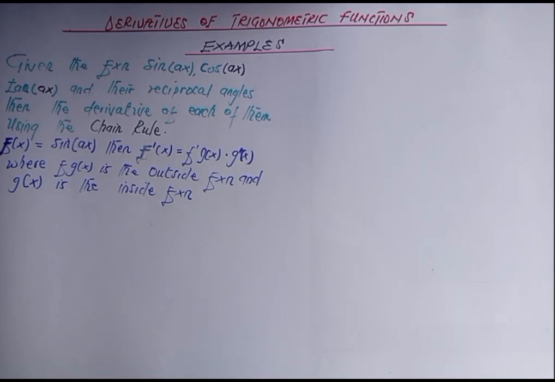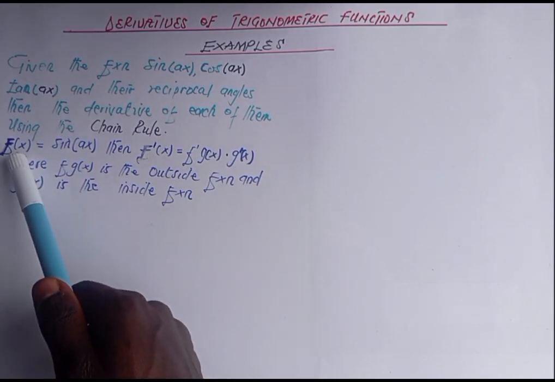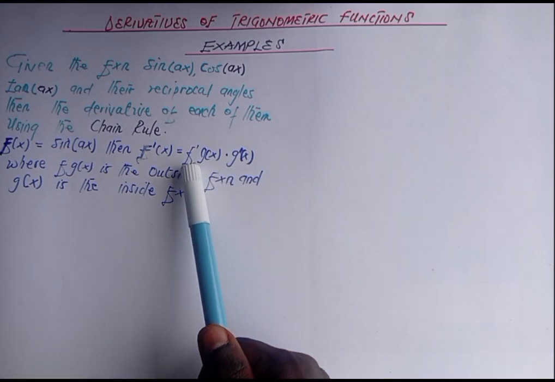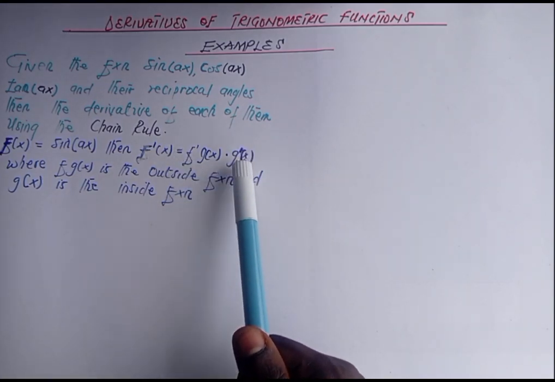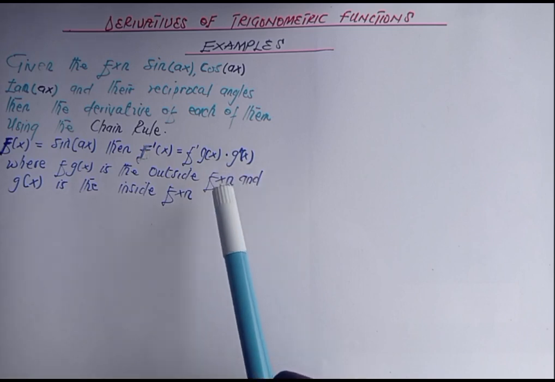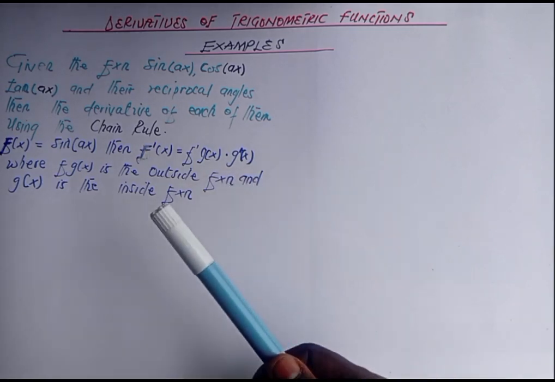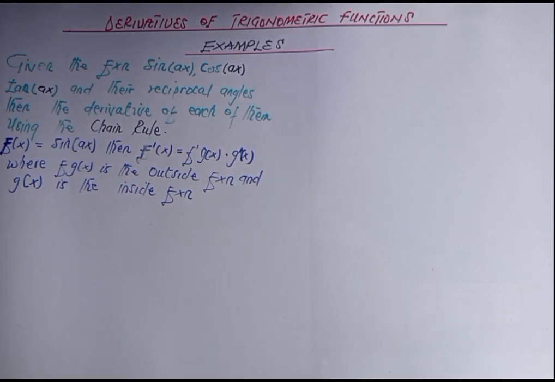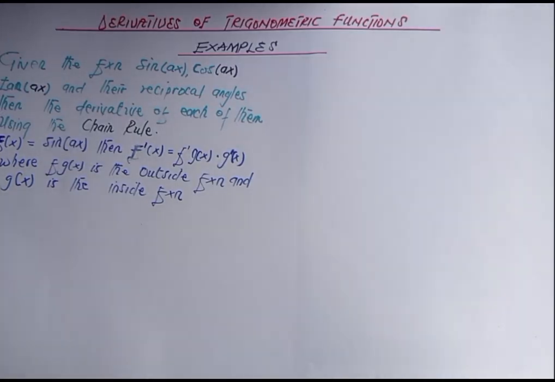So if you have the function capital F at x, which is equal to sine ax, then the derivative of this function using the chain rule is going to be given as f prime at g at x multiplying the derivative of g at x. And we know that f at g at x is the outside function and g at x is the inside function. So let's take an example and see how best we can apply it.